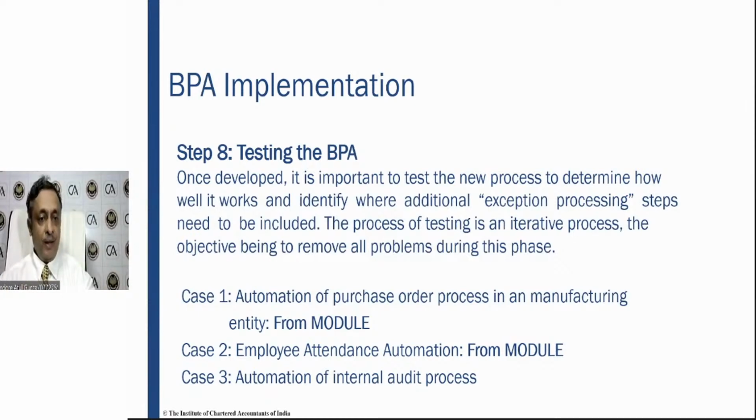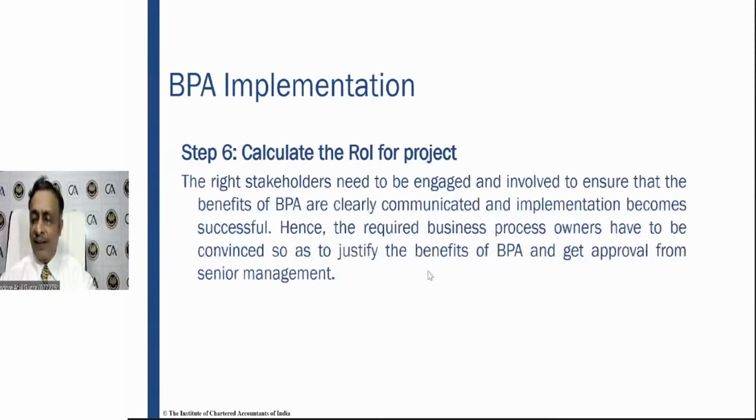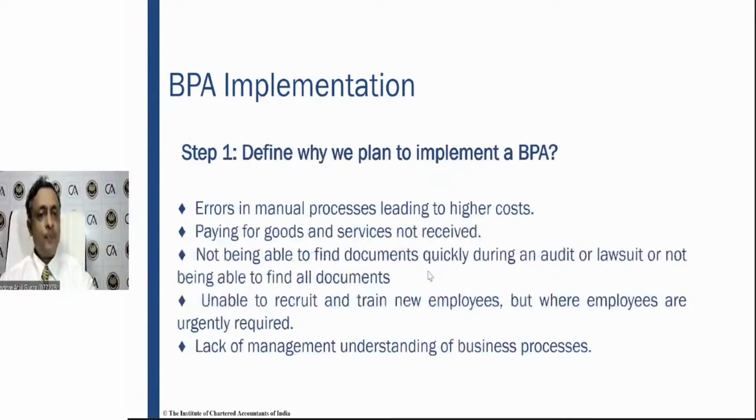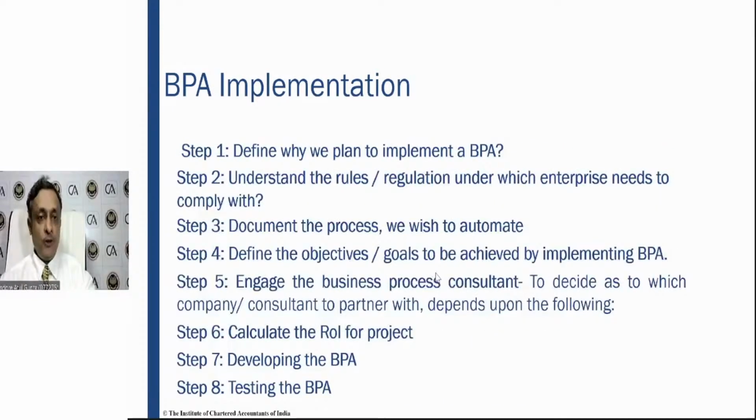So that is business process, the steps. I'll go to the steps again. Just read them and then we'll go to the module. Define why we plan to implement, understand rules and regulations, document the process we wish to automate, define the objectives, goals to be achieved by implementing BPA, engage the business process consultant who is going to do it, calculate ROI, develop and test. Let us go to the module.